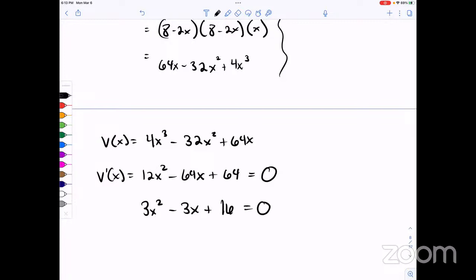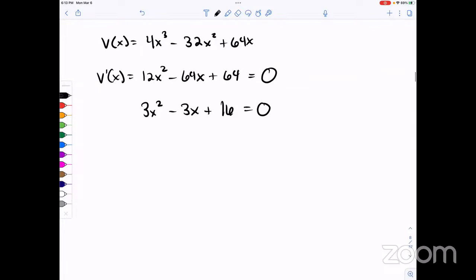All right, so to factor this guy, we're looking for two numbers that multiply to give us 48 and add to give us -3. The 48 comes from 3 times 16, which is 48. Now 48 is 2 times 24, that's 2 times 12, that's 2 times 6, that's 2 times 3, so 16 times 3.